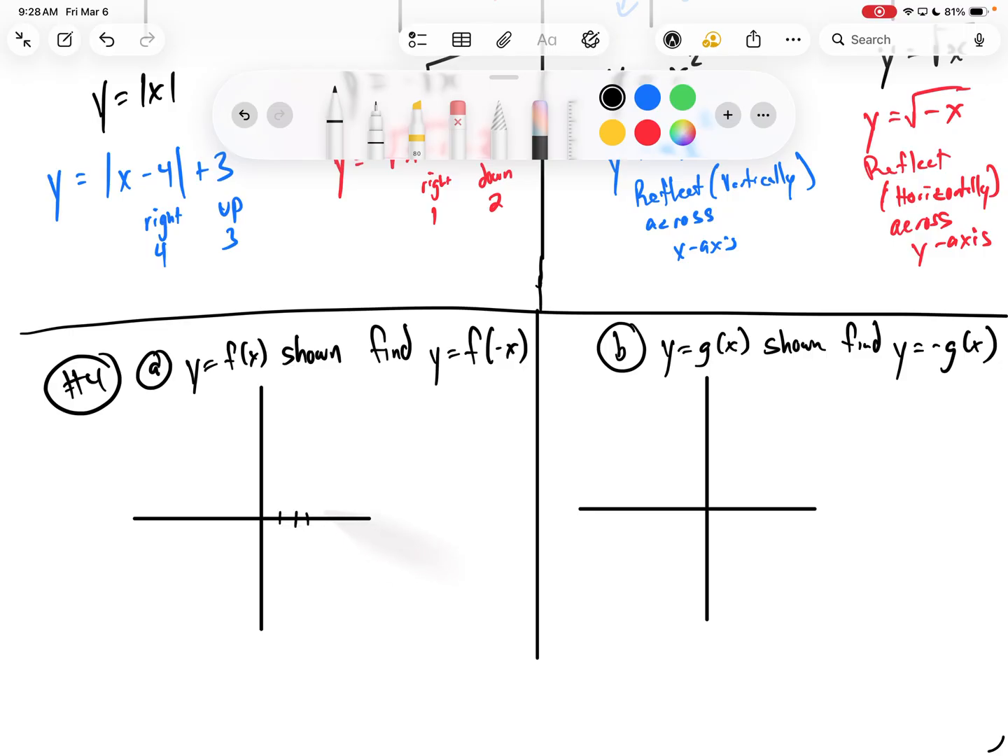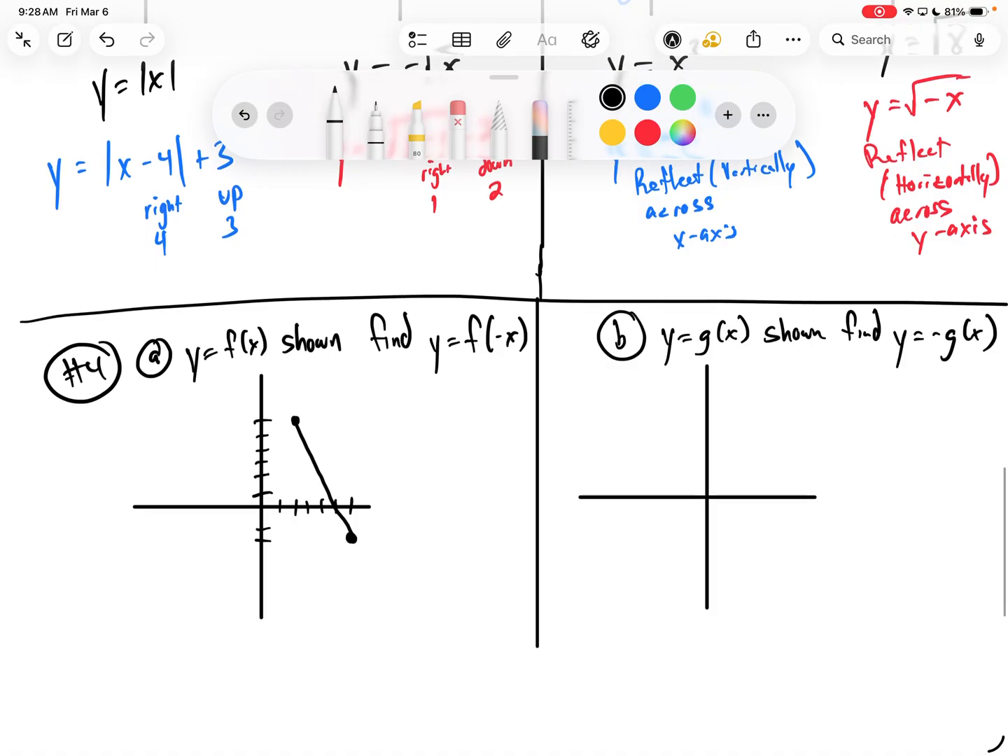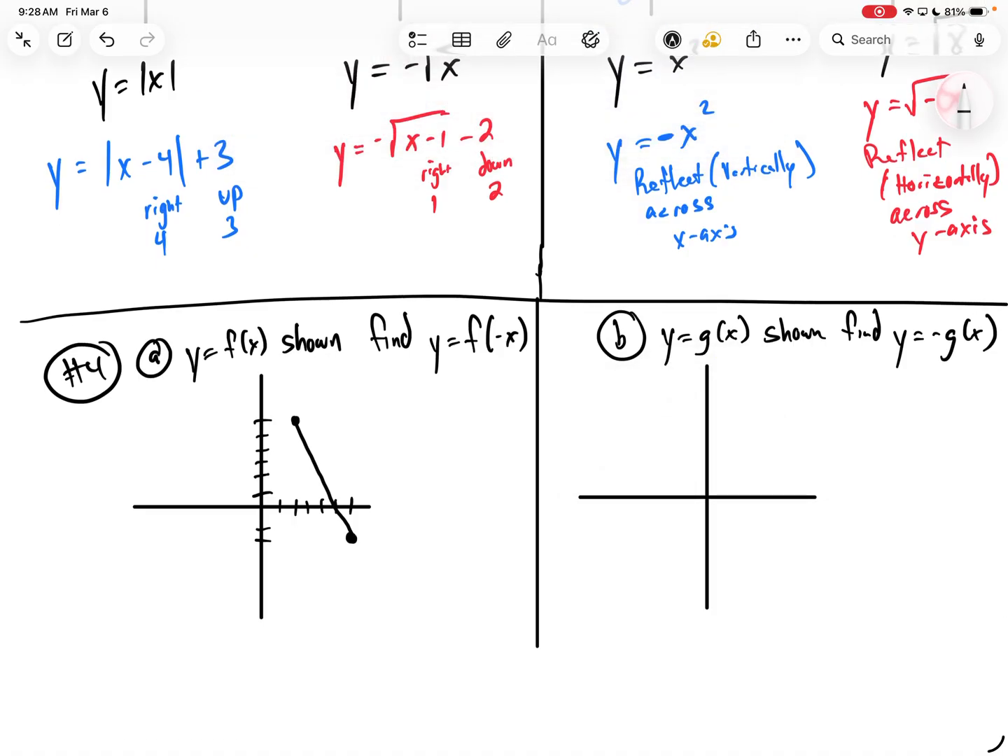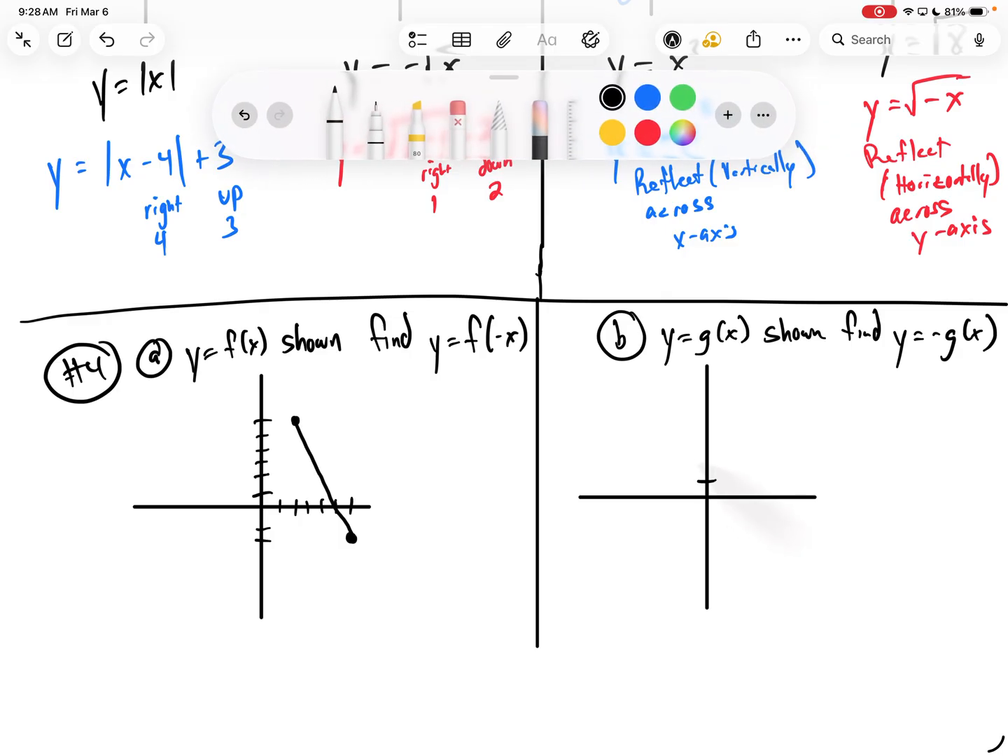1, 2, 3, 4, 5, 6. 1, 2. And then 2, 6. 1, 2, 3, 4, 5, 6. 2, 6. Okay. Let me go ahead and draw this one out while I'm drawing. 1, 2. 1, 2. 7. 3, 4, 5, 6, 7.